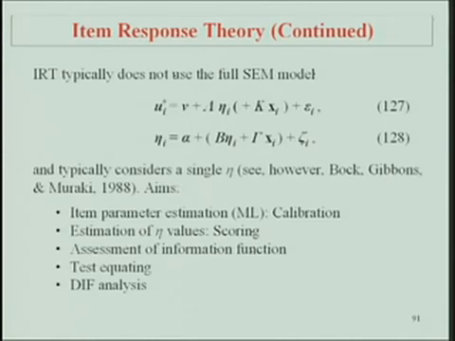I'm pointing here to a reference on, I think, factor analysis of dichotomous items, which certainly has more than one eta. A couple of terms here. In the IRT world, the item parameter estimation is almost exclusively done by maximum likelihood, and in IRT literature, that's often called a calibration. I don't know why they have to have their own terms, but they do. Estimation of eta values is often called scoring, and they talk a lot about information functions. Assessment of information function is something that's very important to test development.